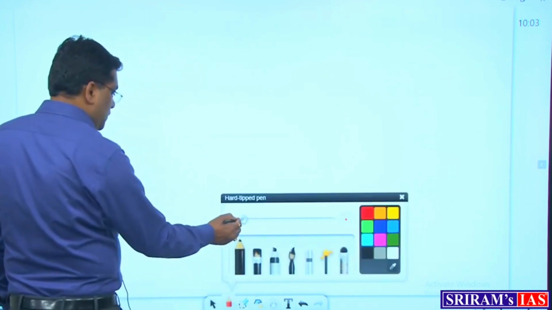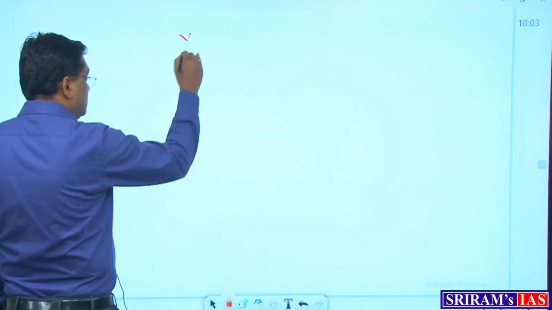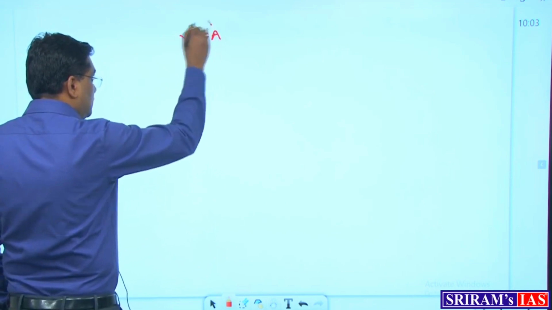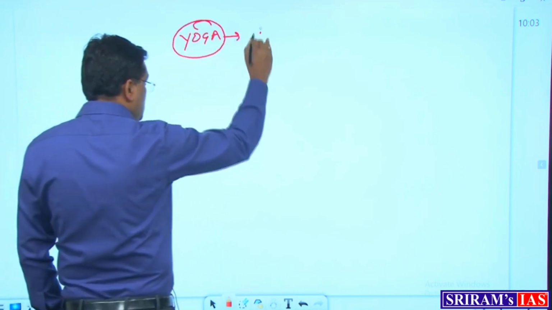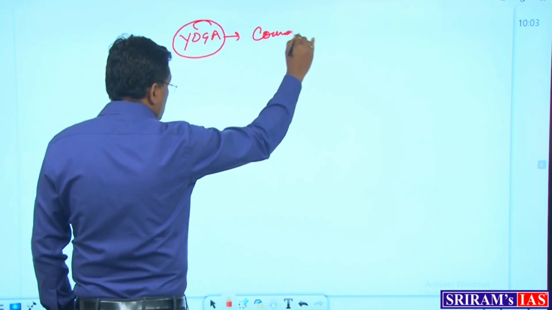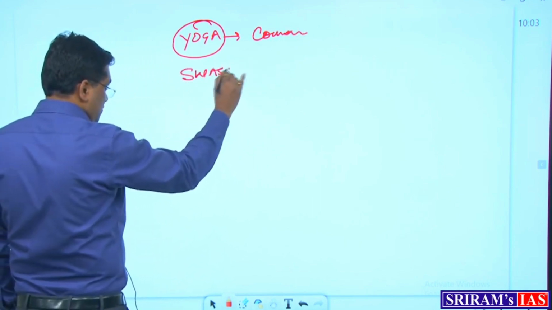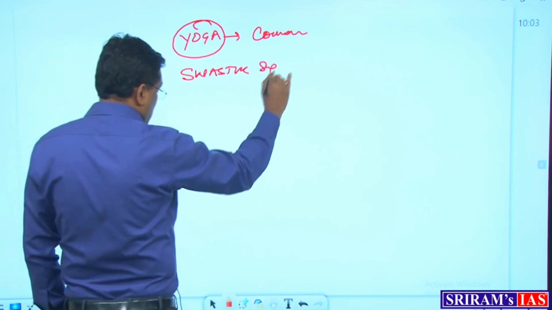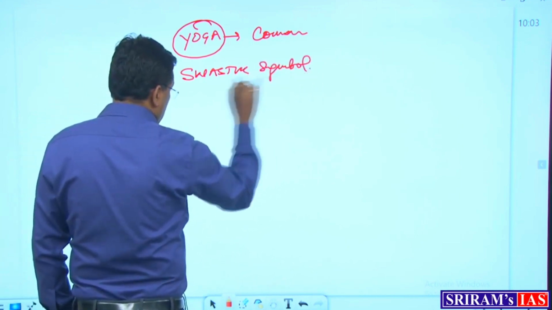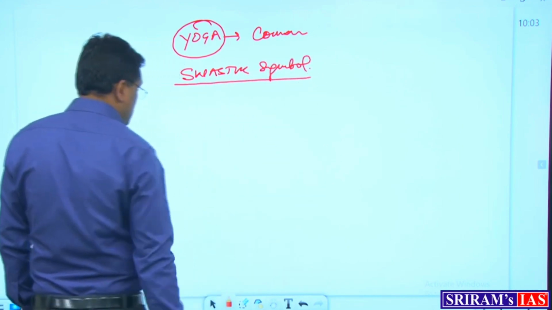They do yoga. Yoga was common. The Swastik symbol was worshipped.